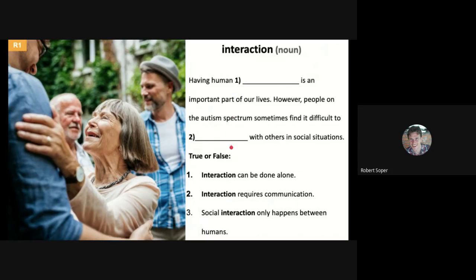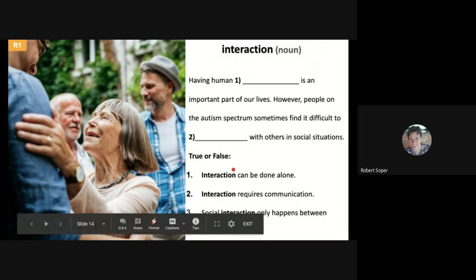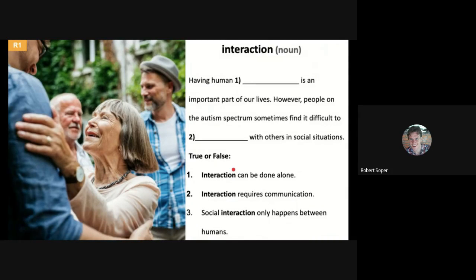When you've done that, try and answer these true or false questions. So there's 3 questions down there. Interaction can be done alone, interaction requires communication, and social interaction only happens between humans. Try and answer those questions, whether they are true or whether they are false. Pause the video and do those exercises now.